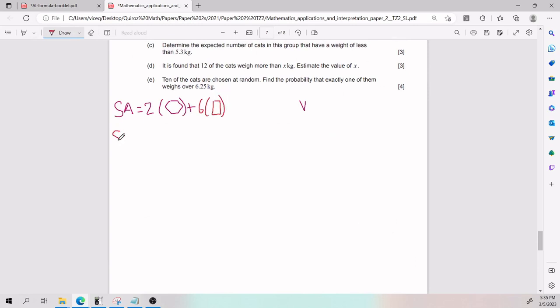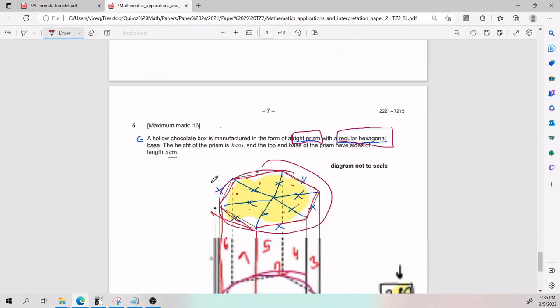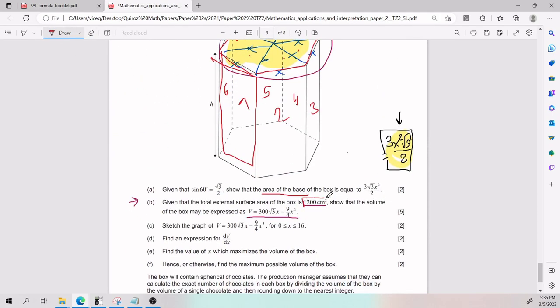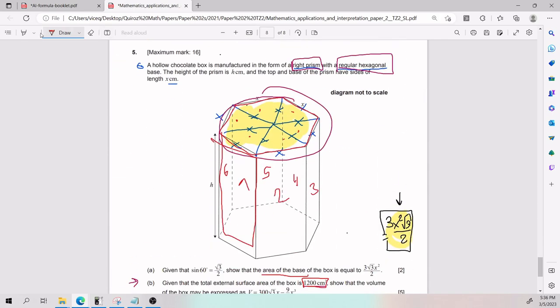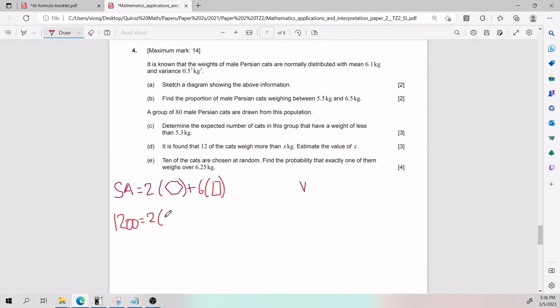So I'm going to plug in on the left side what we have. So surface area, we were told actually from part B that it is 1,200. See? So here we have 1,200 equals 2 times the hexagons. The hexagons are actually what we had in yellow this whole time. So we have 3x squared, square root of 3 divided by 2, plus 6 of these rectangles.